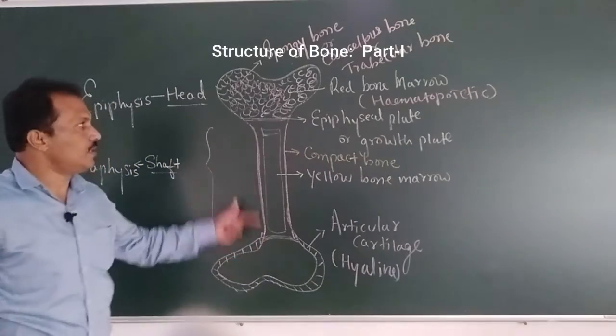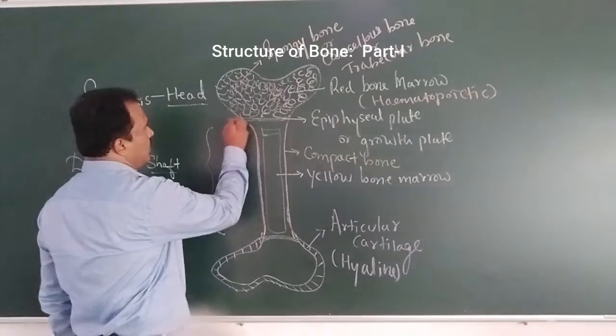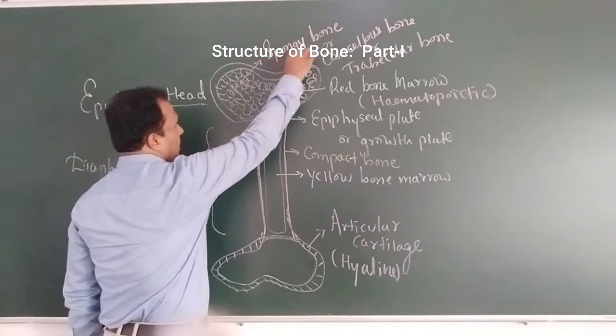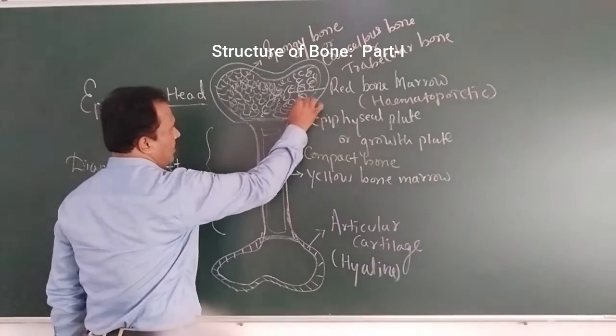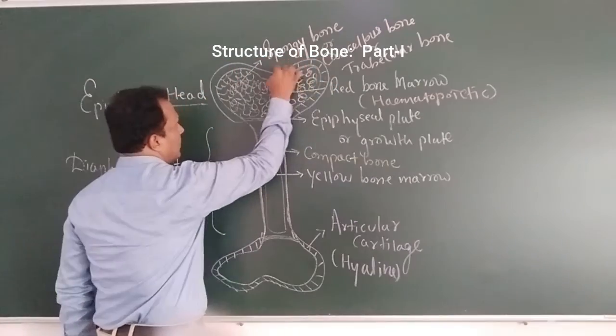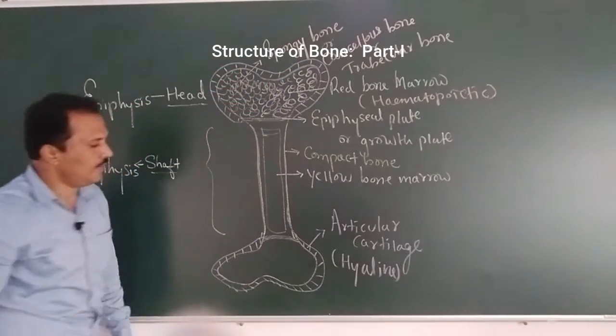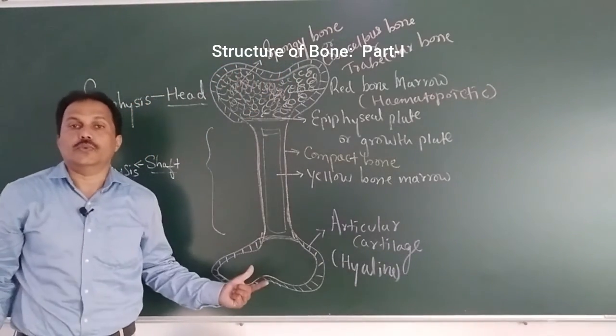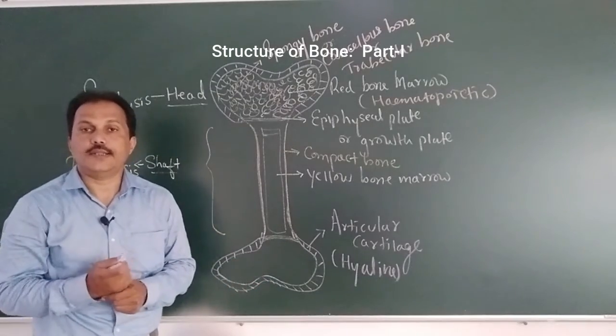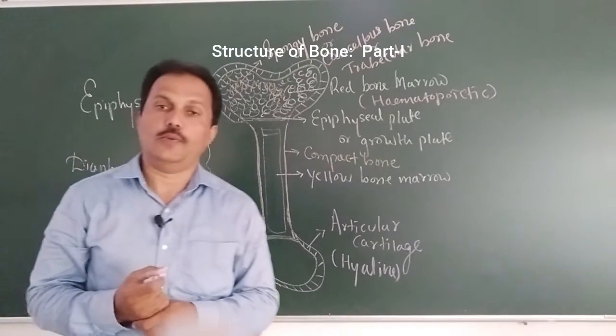Such type of cartilage is present at both the ends. Here also this type of cartilage is present. This is nothing but the cartilage at the head region of the long bones. So this is the structure of long bone.